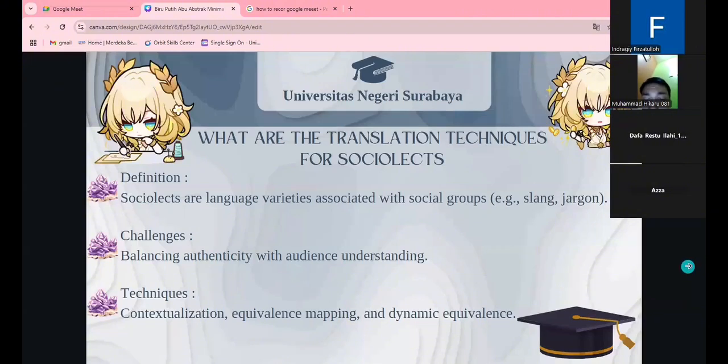Second is in advertisement. Localized expressions like "ngopi yuk," which means let's have a coffee, can be effectively adapted for marketing campaigns. Corpus studies show that localized slogans resonate best when paired with dynamic equivalents instead of a literal "let's have a coffee."